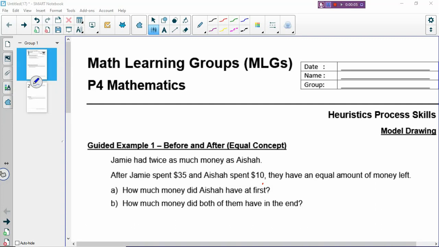Now, today we are going to focus on model drawing, which is the most common method that we can use to solve word problems. So we are going to look at before and after problems.